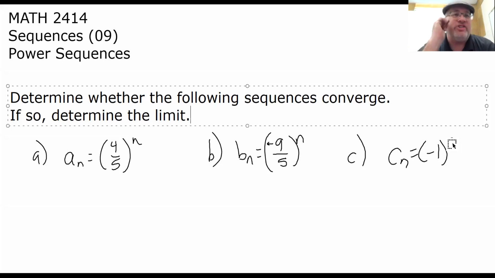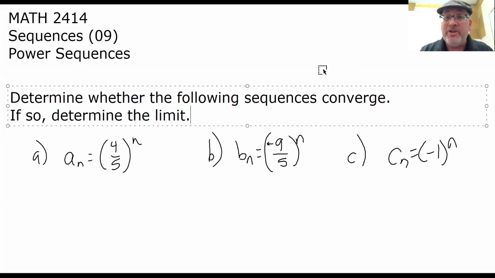Math 2414 sequences, video 9, power sequences. So what makes a sequence a power sequence? When the variable is in the exponent only. So we could call these exponential sequences. And the directions for all of these will be the same.